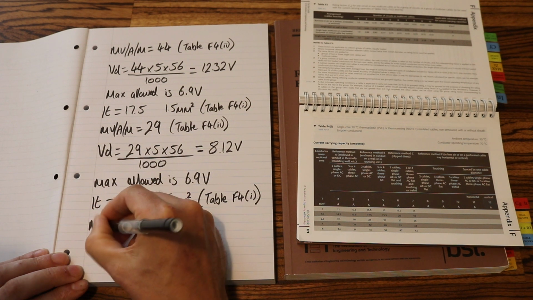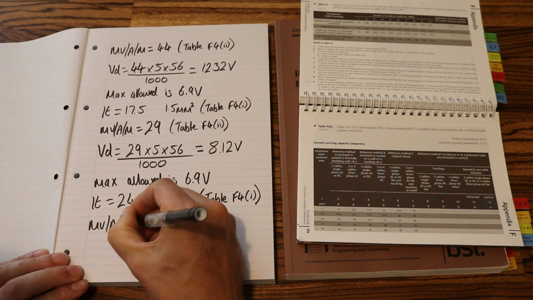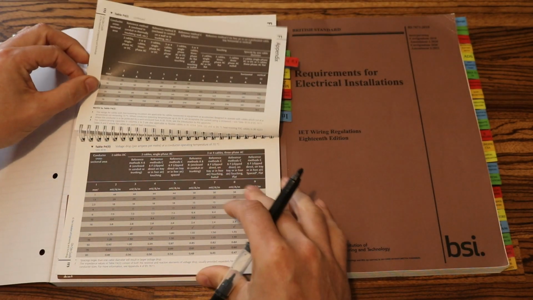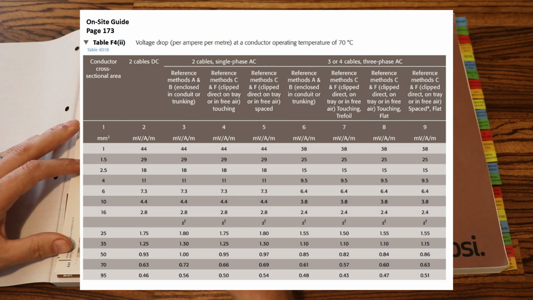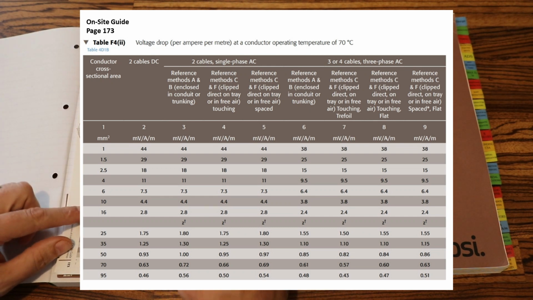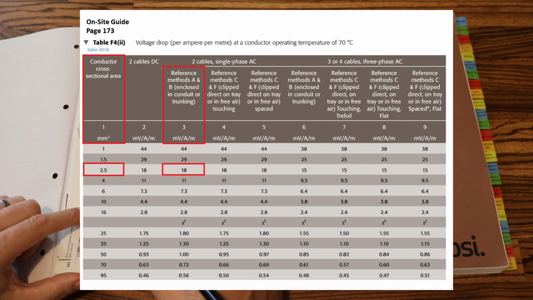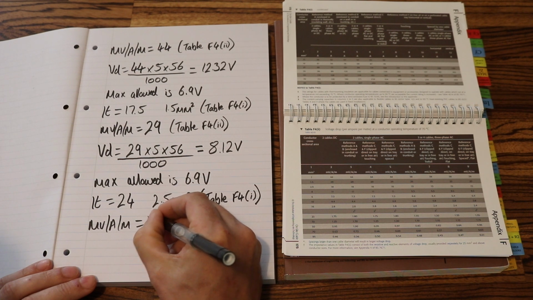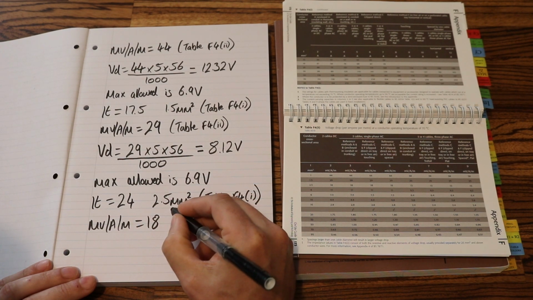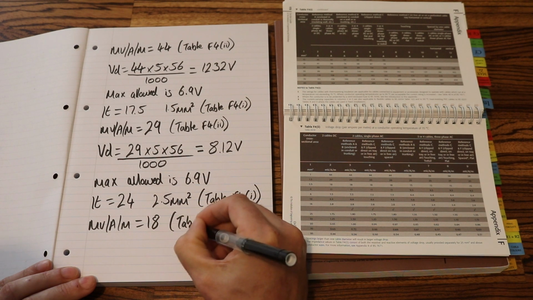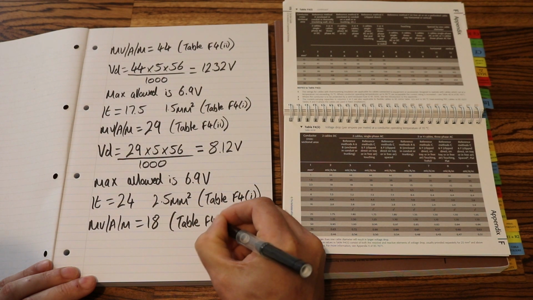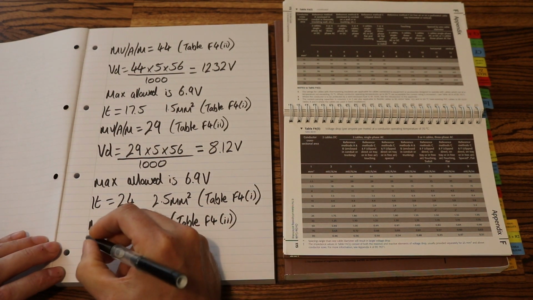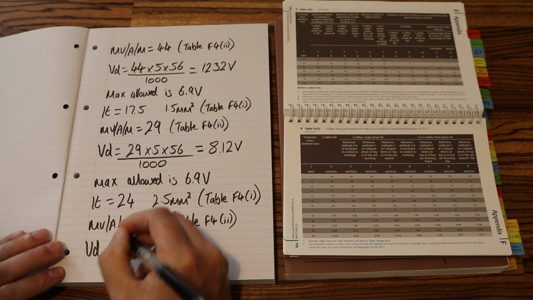Now MVAM, back to the MVAM table. MVAM, we are sticking in column 3, we're now down to 2.5mm cable, and you will see the MVAM is 18. 18, and our table F4II. I'll do our volt drop formula again.